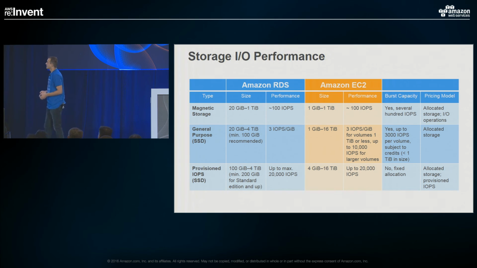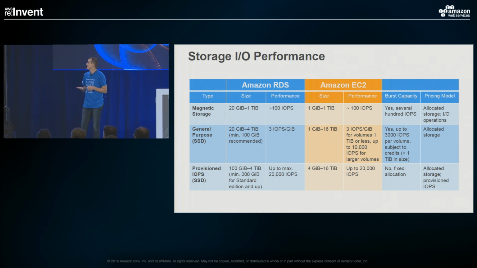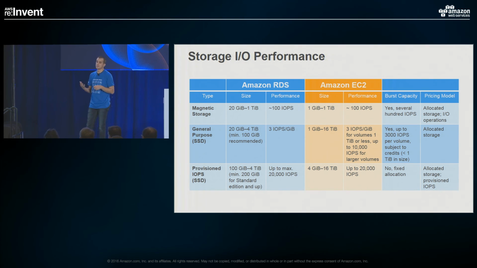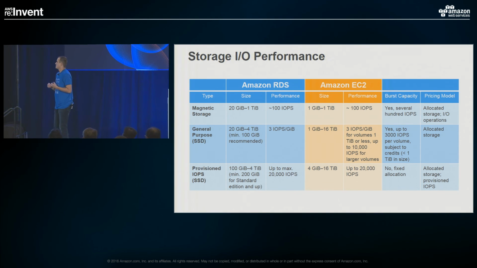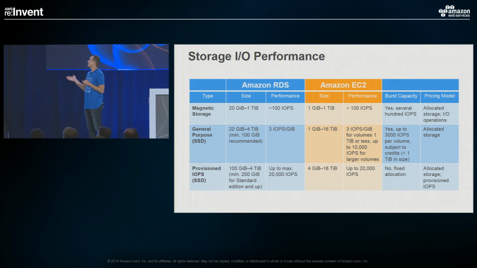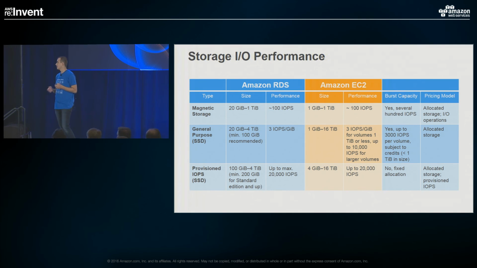And since we're talking about storage, the I/O performance options that you have on RDS are similar to EC2. You have general purpose SSD, you have provisioned IOPS, and we actually offer legacy magnetic storage in RDS as well. The maximum amount of storage that you can provision in RDS is 4 terabytes and up to 20,000 IOPS for the entire database instance. Most folks start by provisioning RDS instances with the general purpose SSD, the row all the way in the middle.